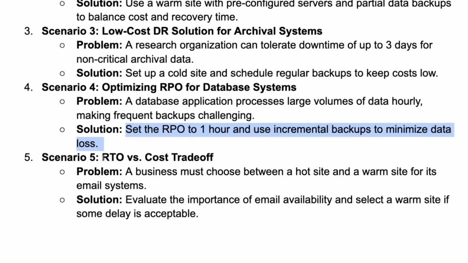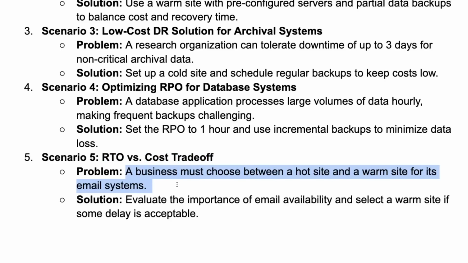Scenario five is the recovery time objective versus cost trade-off. The problem is that a business must choose between a hot site and a warm site for its email system. The solution would be to evaluate the importance of email availability and select a warm site if some delay is acceptable. The cost could be dollars and cents, or it could actually be time. So the recovery time objective would be, okay, we can afford a day, or we can afford 12 hours. A day would be 24 hours, 12 hours would be half a day, and so on.